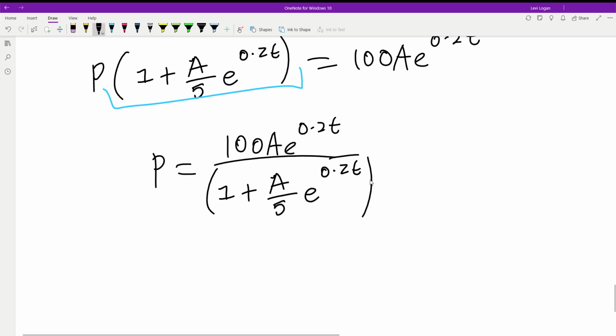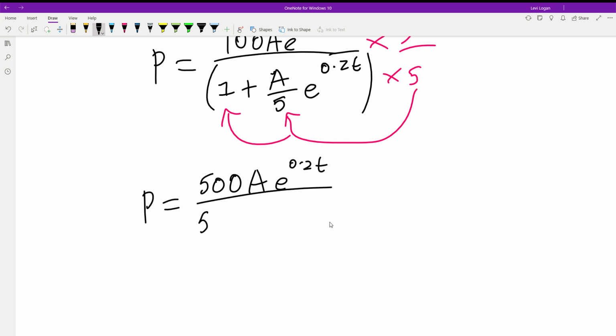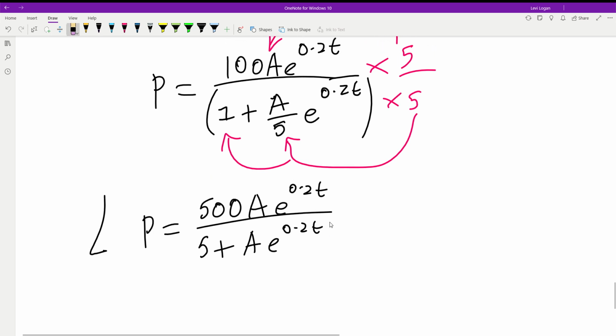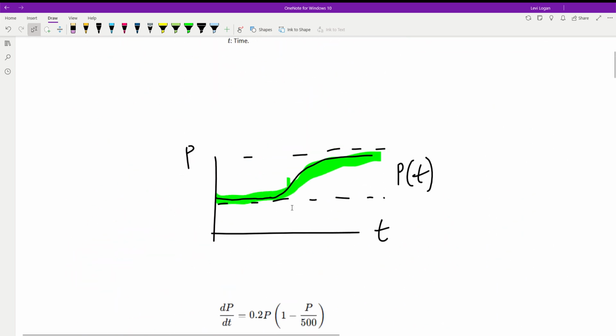If we wanted to make it a little bit better, we could times the top and bottom by 5 if we wanted to get rid of that fifth there, and this is effectively timesing it by 1 because I'm timesing top and bottom by 5. So that'll get rid of that fifth, and that'll turn that to 5, and that'll turn that to 500. Okay, so we'll get p equals 500 a e^0.2t over 5 plus a e^0.2t, and that is our general solution to the logistic differential equation built like this.